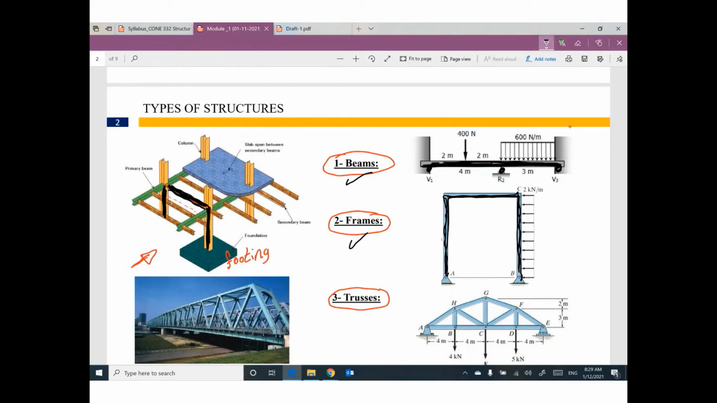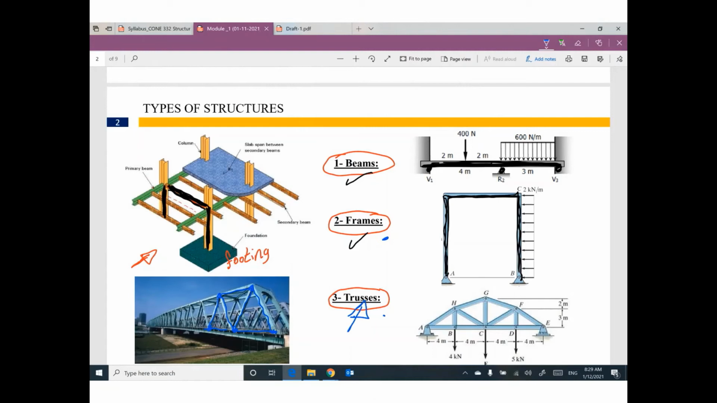The third one is called trusses. On a bridge, you can find many members. This member, this member, this member, this member, this member. We have many members connected together. This structure can be called a truss. In this course, we will learn in more detail the meaning of beams, frames, and trusses.